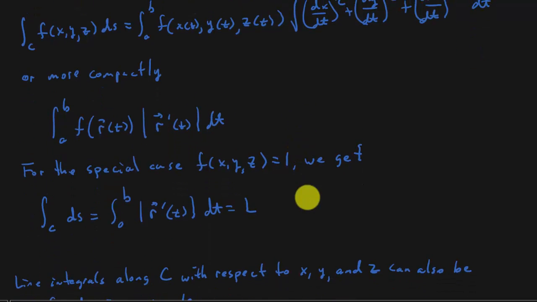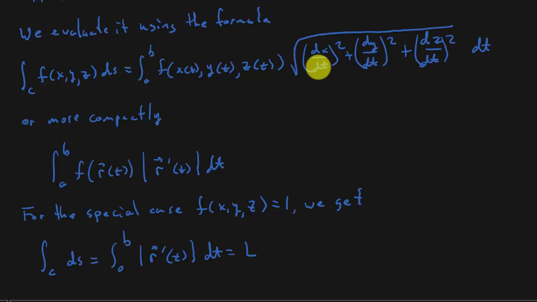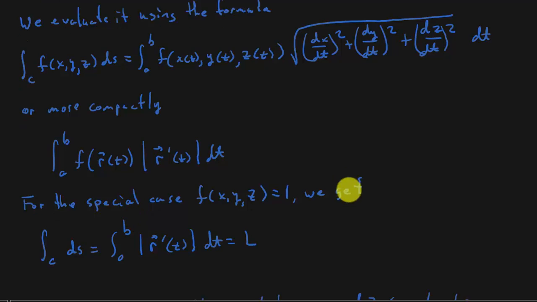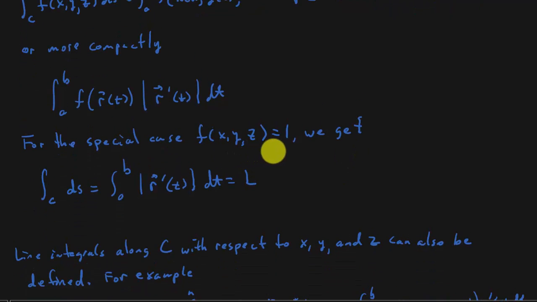I mean, isn't that all this is? If we take the derivatives squared and add them up in the square root, that's just the magnitude, right? Okay, for the special case f(x, y, z) = 1, we get the integral of 1 ds, which is just equal to the magnitude of r prime dt, which would be the arc length.